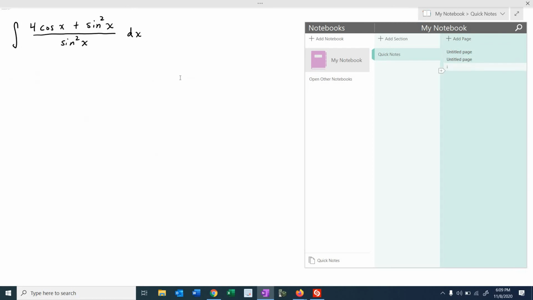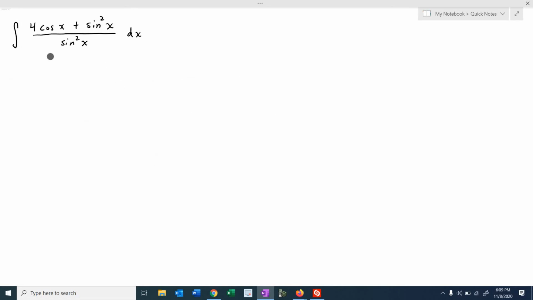Okay, let's do one more. We want to find the antiderivative of this. And again, there's not a quotient rule for antiderivatives. We can't appeal to a quotient rule here, like we can if it were a derivative. But what we could do is try to manipulate this until we get it to become something familiar on our table. So I think the thing we might want to do here is divide both of these terms on top by sine squared. So this is the same as 4 cosine of x over sine squared plus sine squared over sine squared.